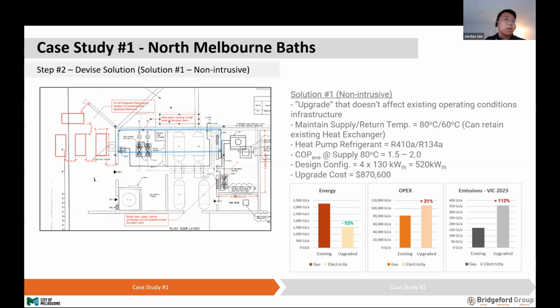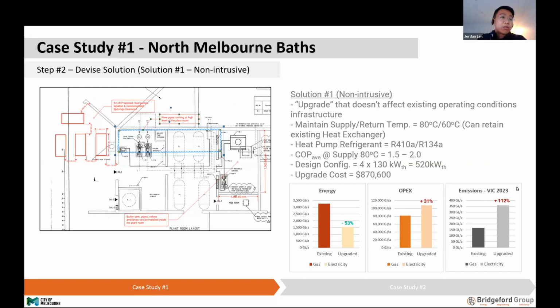This is actually quite a complicated topic, and I'm more than happy to talk about refrigerants and heat pumps and COPs and whatnot in a separate presentation. But for now, if we just focus on the cost and the financial performance, upgrading the site would cost about 870 grand. And after upgrading the site, using North Melbourne baths as an example, there'll be a reduction of 53% in energy, but it will cost 31% more to run because electricity is still a little bit more expensive than gas, and also because of the low COP.